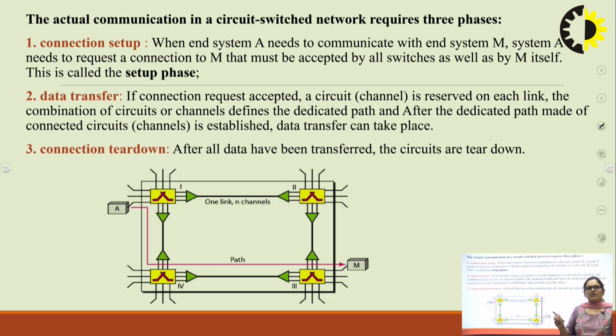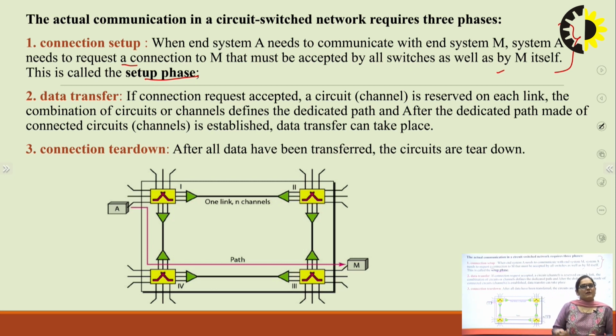So the actual communication in a circuit switch network requires three phases. First is the connection setup phase, second is the data transfer phase, and third is the connection tear down phase after the completion of the data transfer. So if any system wants to communicate with another system over the network, then the sender has to first make a connection request, and that request must be accepted by all the switches and the receiver as well. This step is known as the connection setup phase.